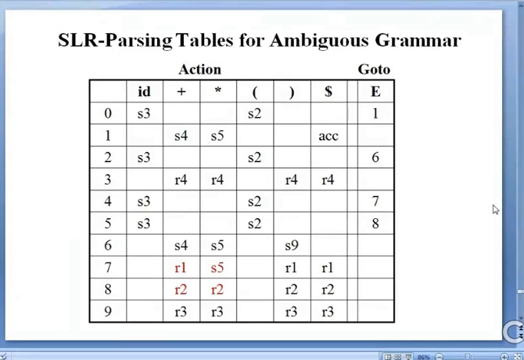So according to that, 7 on plus means reduction is selected. Next one, 7 on star means shift is selected. According to 8 on plus means reduction is selected, and 8 on star also reduction is selected, according to rule 2 and rule 3. By applying the 3 rules, we got these values.